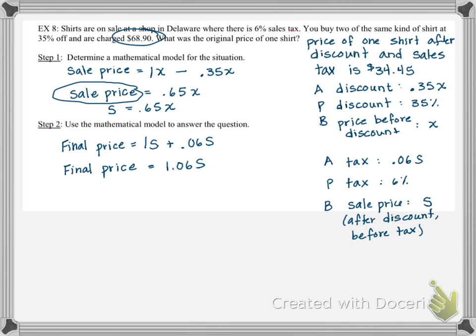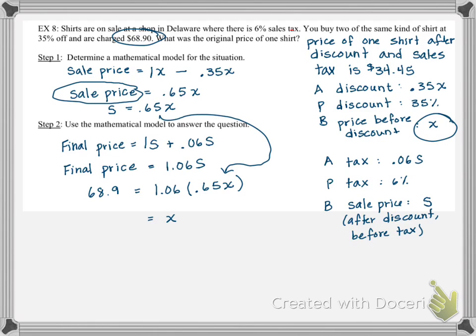Do we know our final price? What's that go? Do we know it? Mm-hmm. It is 68.9, right? And we have 1.06, but we don't want S, we want X. So we're going to replace S with 0.65X. We got that from here. So we sort of worked our way up to the final price, and now we're just going to plug in so that we can have it in terms of X again. And then we'll solve that for X.